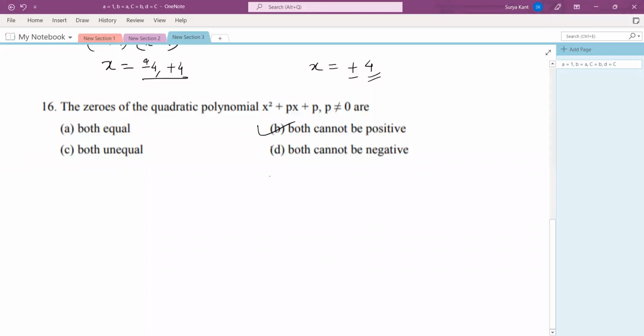If I use that method, I'll just do b square minus 4ac. That method only they'll do, right? One minute. So if you do b square minus 4ac, what will come? D is equal to b square minus 4ac. Here a is equal to 1, b is equal to p, and c is equal to p, right? So b square is nothing but p square minus 4 into 1 into p. So p square minus 4p, right? This is the discriminant.